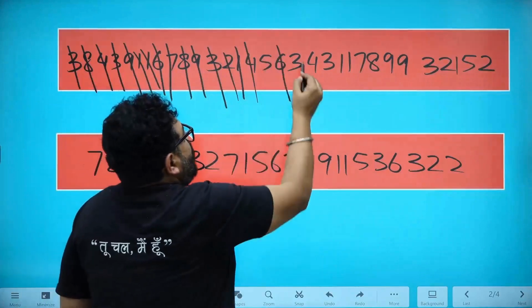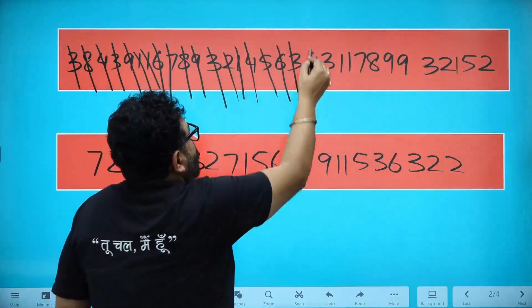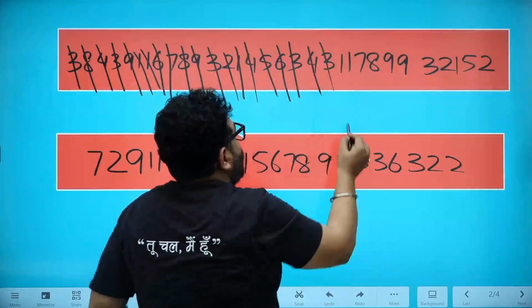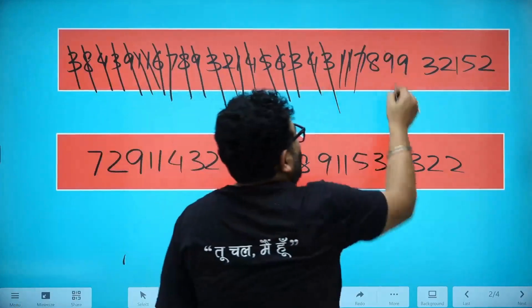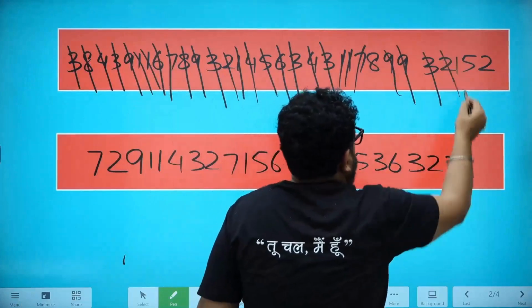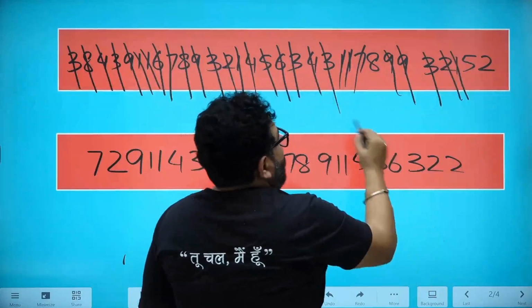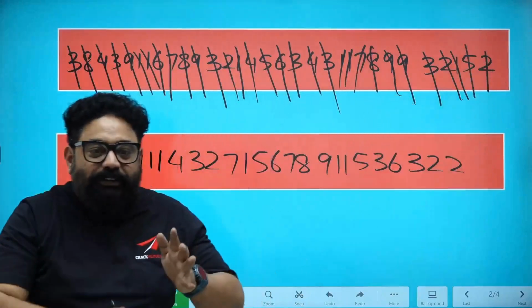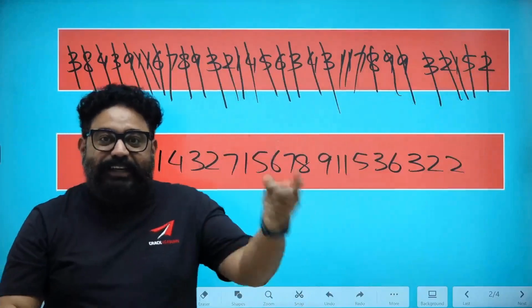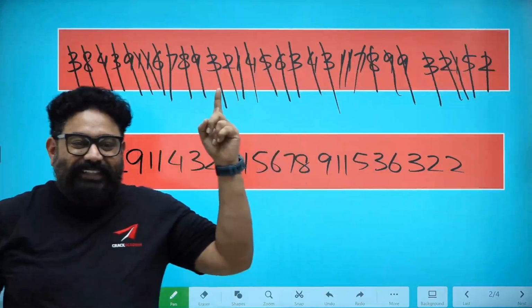6, multiple of 3, ignore. 3, multiple of 3, ignore. 5 plus 4 is a multiple of 3, ignore. 3 is a multiple of 3, ignore. 1 plus 1 plus 7, 9, is a multiple of 3, ignore. 9 is a multiple of 3, 9 is a multiple of 3, 3 is a multiple of 3, 2 plus 1 is a multiple of 3, right? And then 8 plus 2, 10 plus 5, 15, ignore. If the whole number is ignored, the number is exactly divisible by 3. This number is exactly divisible by 3.